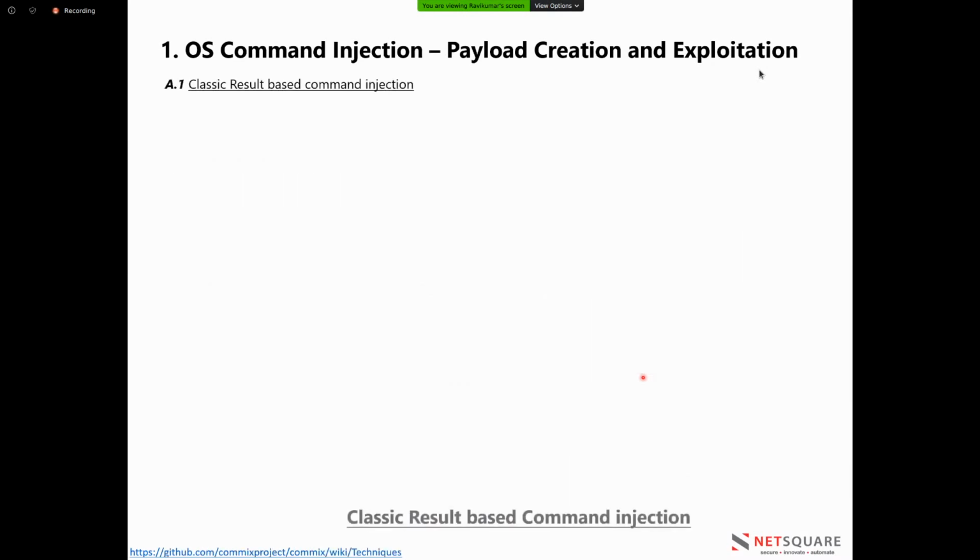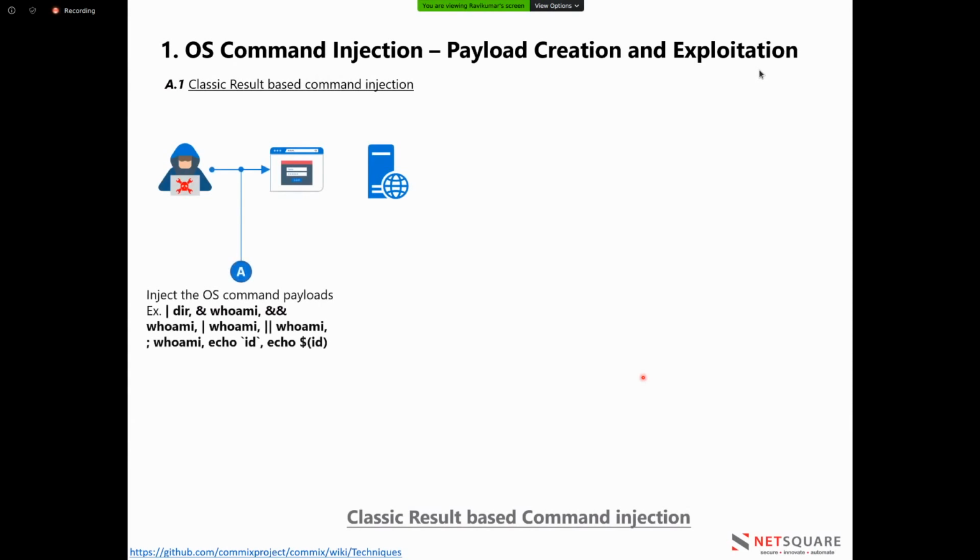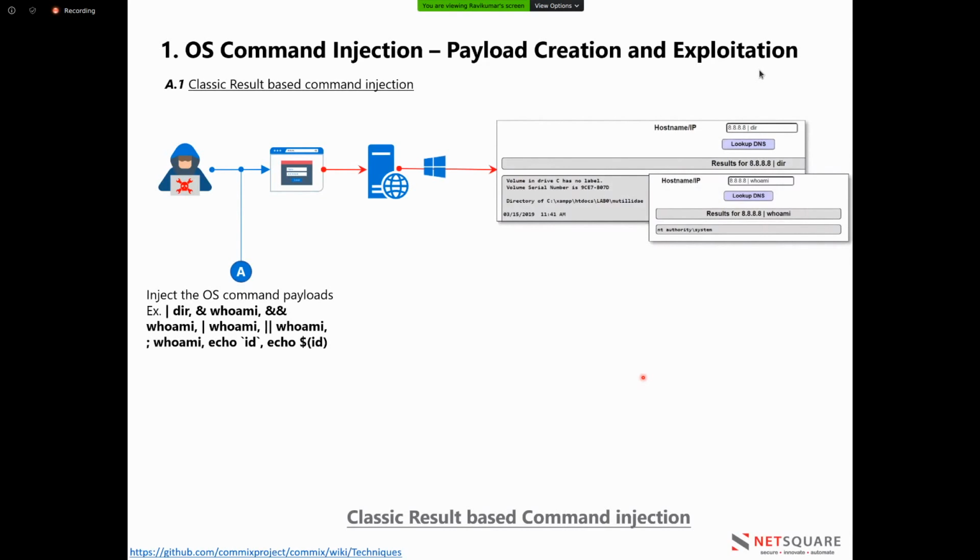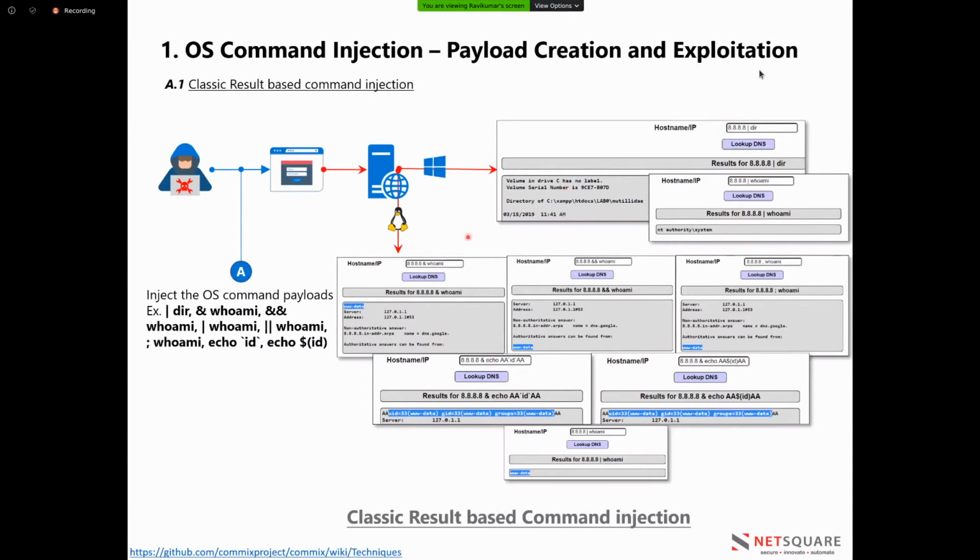So in classic result-based command injections, first, when you send your command, dir, whoami, and different vectors using a pipeline, double pipeline, and backtick. If the server is Windows-based, you can use the pipeline command and it will display the output. And if it is Linux-based, the AND sign, double AND, colon are also supported, and backtick, dollar and pipeline again. So you can consider the difference in Windows and Linux itself.